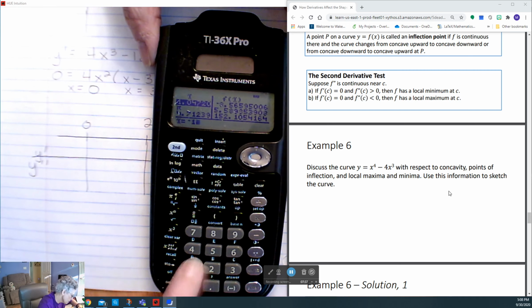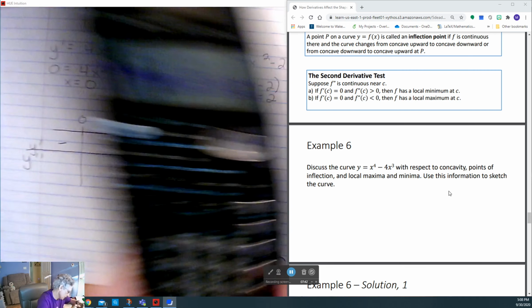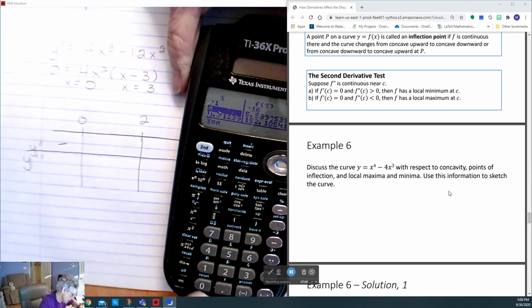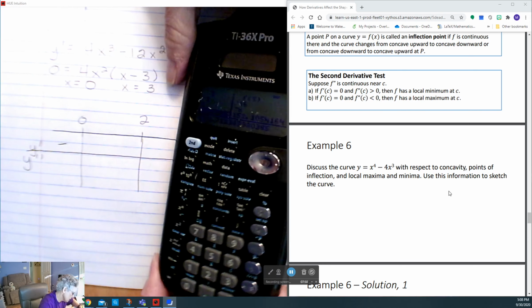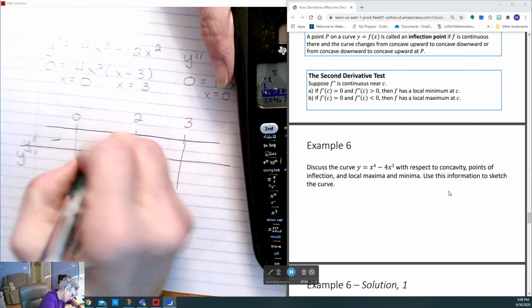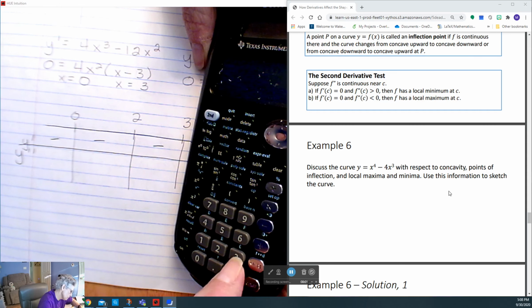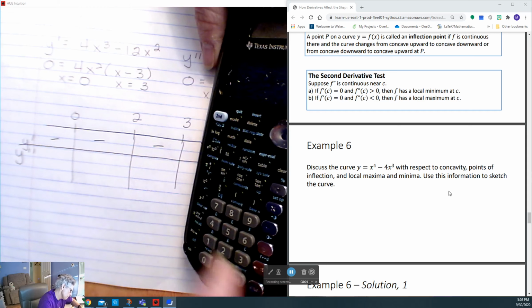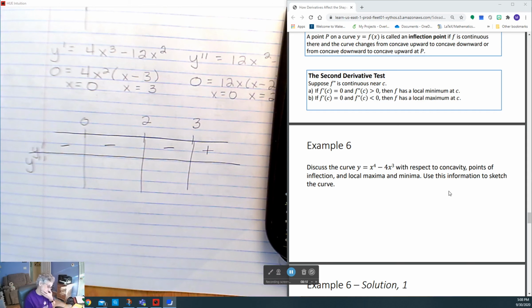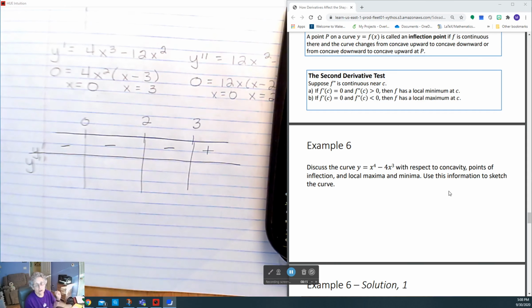If I put something negative in there, something like -1, I get a negative thing out. Now it's not going to change sign again until it gets to 3, so I can plug in anything between 0 and 3, and it's going to be negative. And then if I put in something bigger than 3, something like 4, I finally get a positive thing out. So it's decreasing, decreasing, decreasing, finally it starts increasing.